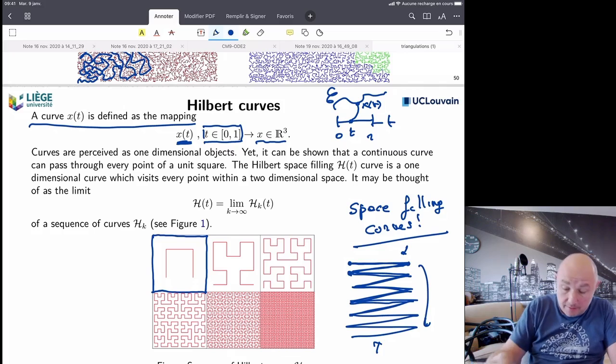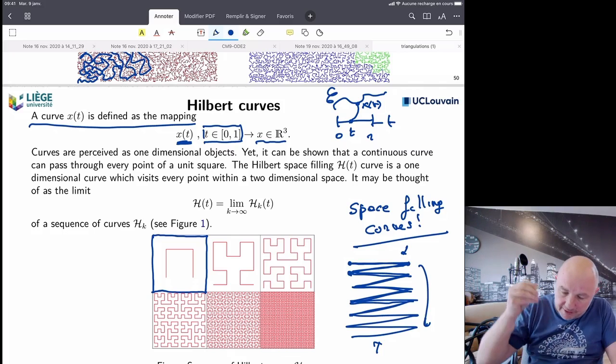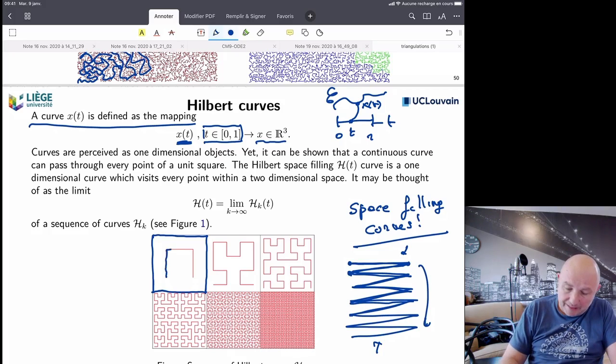So what is the Hilbert curve? The Hilbert curve is a specific space filling curve. And the construction is as follows. You start with that pattern, okay, on the unit square. So what is actually that pattern?